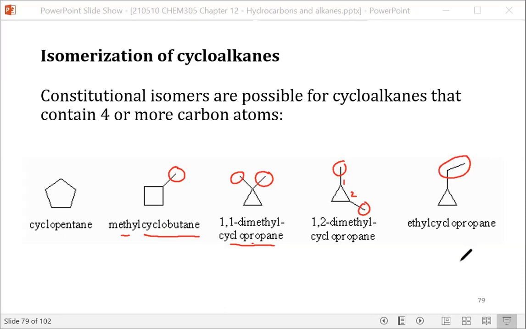These all contain 5 carbons, C5, and 10 hydrogens. So any cycloalkane that has 4 or more carbons can make isomers. We can have isomers of that cycloalkane.